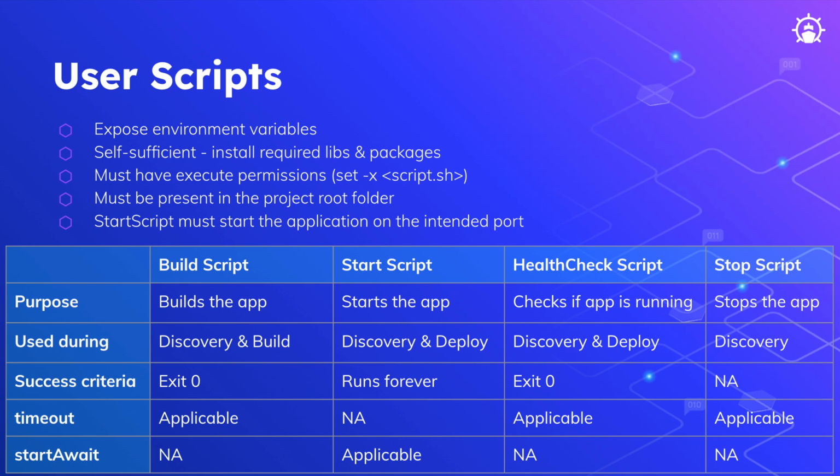The utility assumes a default timeout of 180 seconds for the build, health check and stop scripts. You can increase this timeout using the timeout argument. Similarly, if the start script takes longer to start the application, using the start await argument, we can increase the duration. By default, the start await is set to 20 seconds.